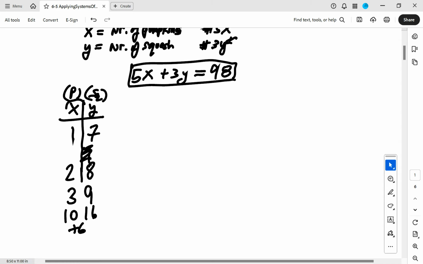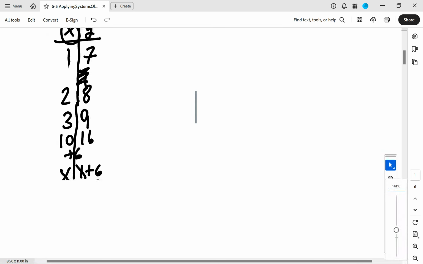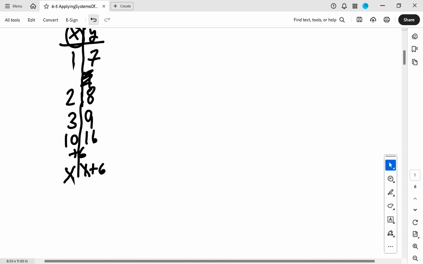So this is the x. If we wrote it algebraically, we'd come down here and say if there's x of them, we would do x plus 6. And so now we know a relationship between these. Okay, oops, I shouldn't say x plus 6. It's y plus 6. Where's my little eraser thing on here?